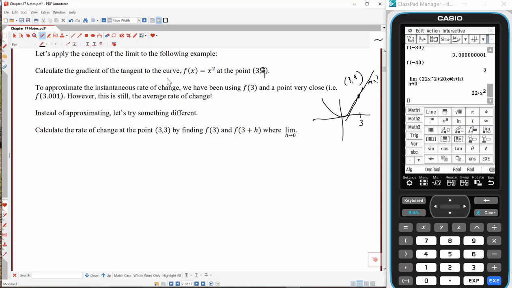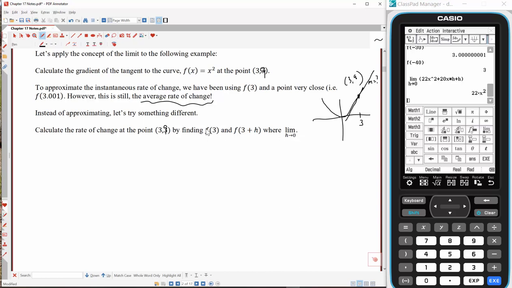Right, to approximate the instantaneous rate of change, we've been using this clumsy method here of f of 3 and f of 3.001. However, this is still the average rate of change. It's not instantaneous. So instead of approximating, which is a bit dodgy, let's try something different. Calculate the rate of change at the point 3, 9 by finding f of 3 and f of 3 plus h, where the limit as h approaches 0.